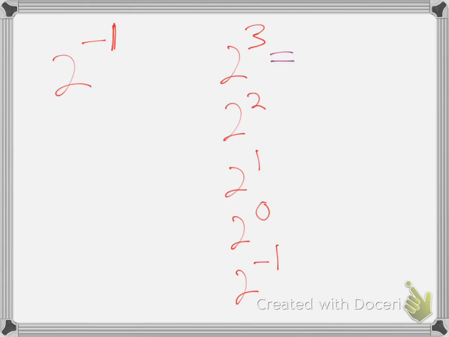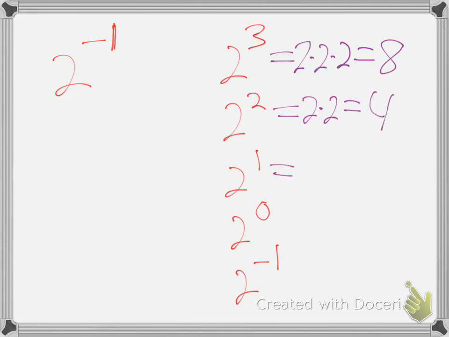Let's start right there. What is 2 to the 3rd power? 2 times 2 times 2. 8. We good? Next one. 4. 2 times 2, 4. Okay. Next one. Let's stop there for a second.